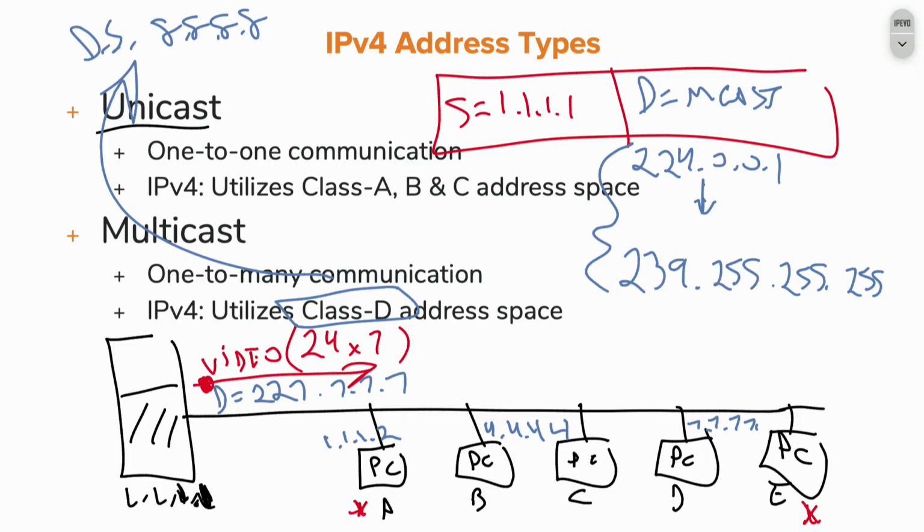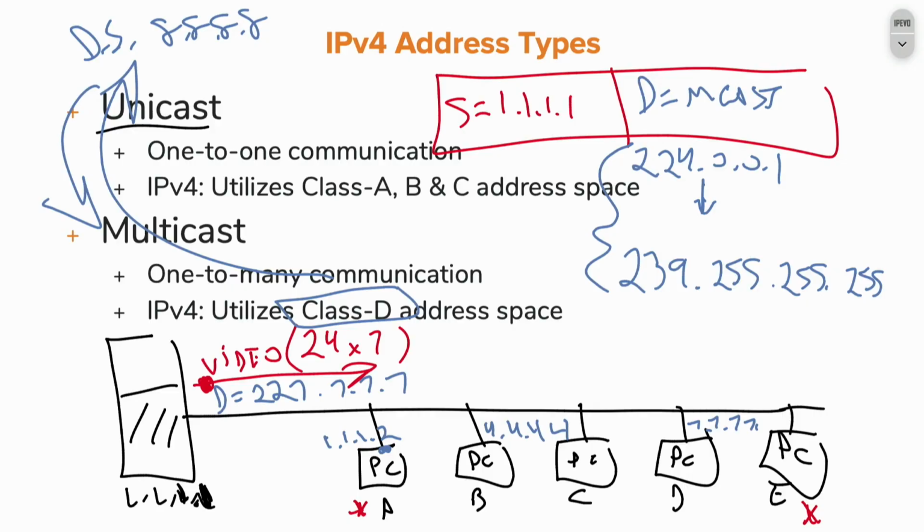So we send a unicast packet to him. So PC A, who is at 1.1.1.2, would send out a unicast packet going to 8.8.8.8 and say, hey, what shows are available right now? This guy would send a unicast packet back saying, hey, if you want to watch the news, that's currently going out to 227.7.7.7.